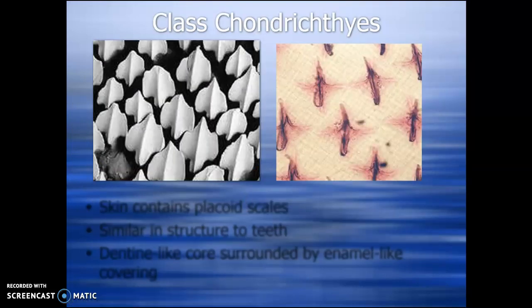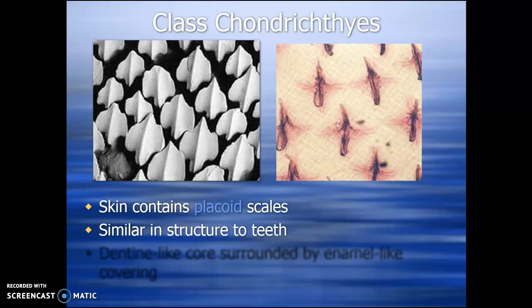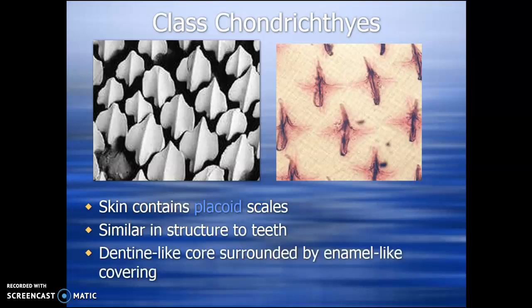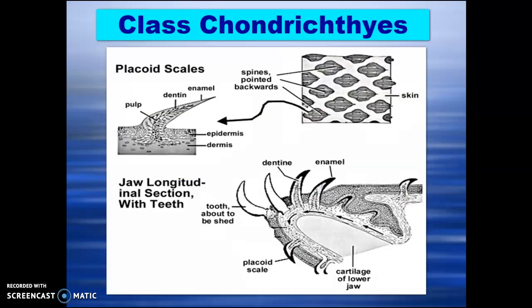The picture shows the class Chondrichthyes. Again, the skin contains placoid scales, similar in structure to teeth, with a dentine-like core surrounded by an enamel-like covering. Here you can see on the left side a closer view of the scales, whereas the right side is the stained structure of the slides.